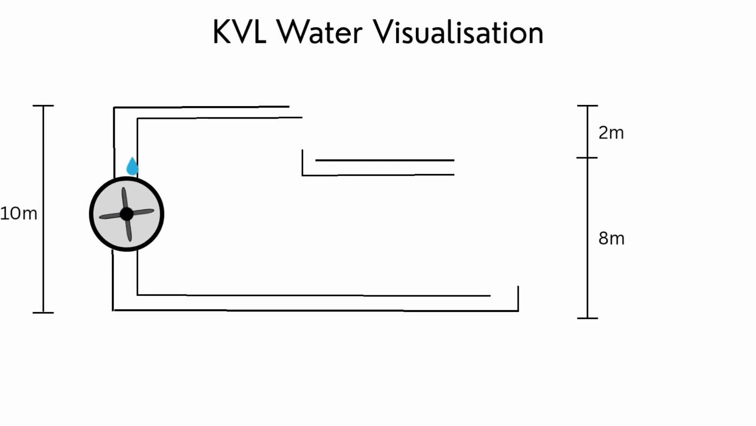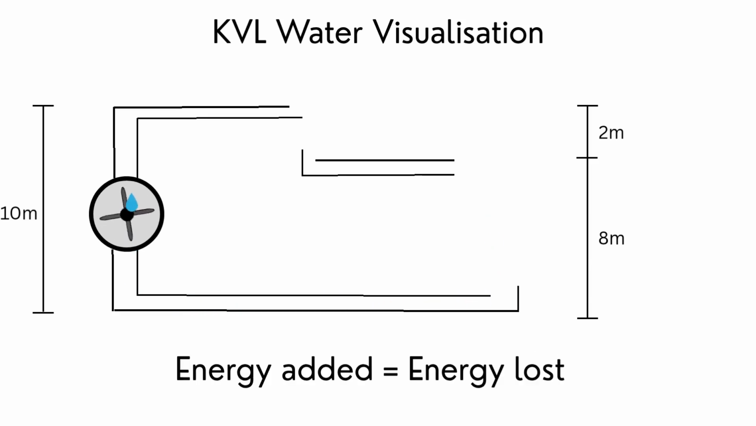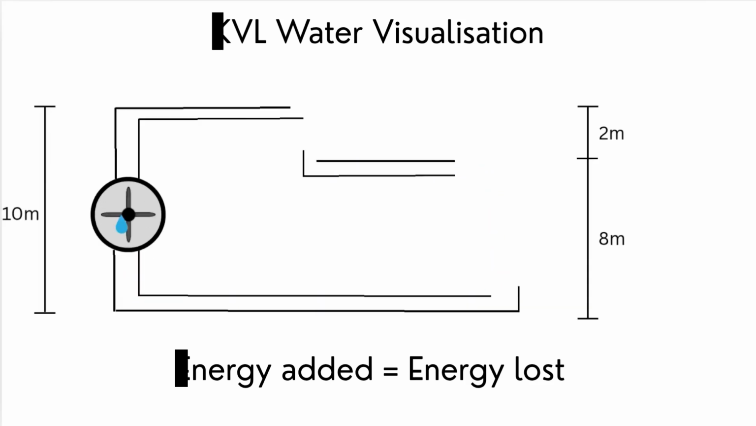Imagine water flowing around a closed pipe. The pump adds energy, while friction and height differences take it away. By the time the water returns to the pump, all of the energy gained has been used. The total gain and total loss are equal.